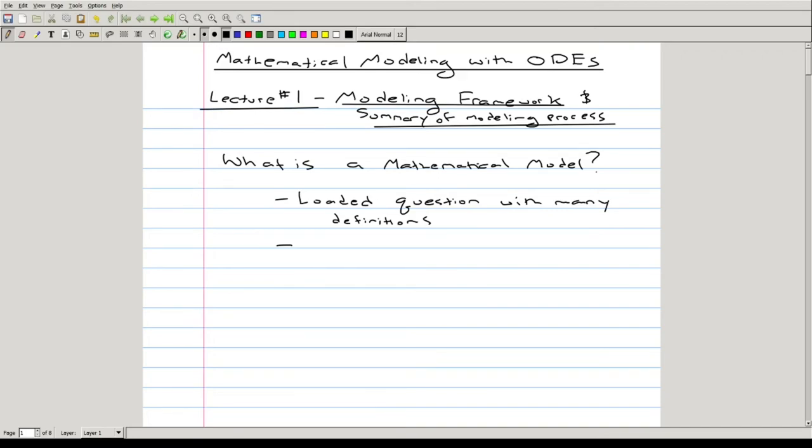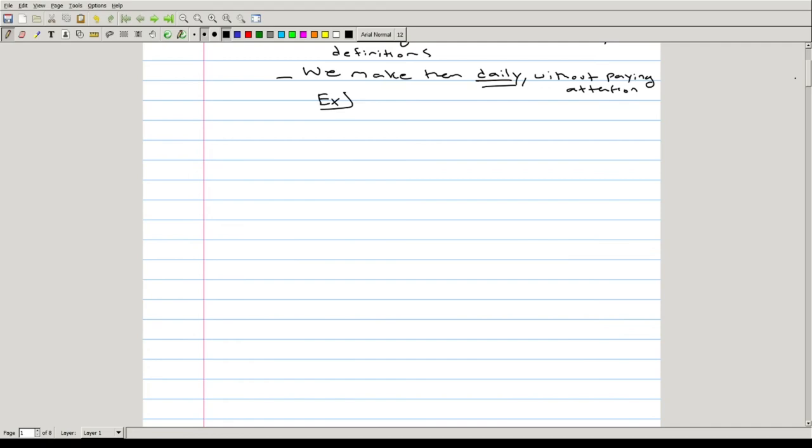We make mathematical models daily, without even thinking about it, or without paying attention. And to give you a good example of this, think about one of the most basic questions that you might ask yourself. It's, how do I get downtown, or how do I get to a place?